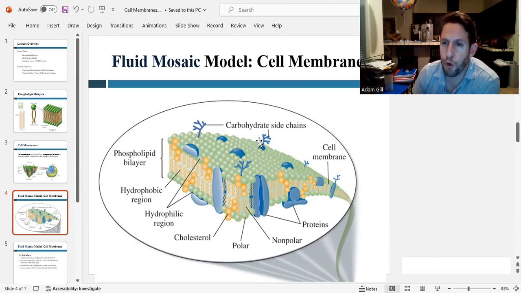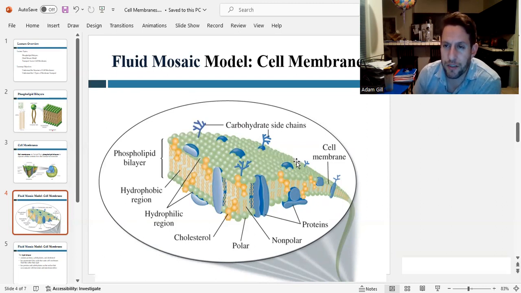You can also have peripheral proteins, which only interact with one side of the bilayer, either the interior or the exterior. And a lot of times these act as signaling molecules. So hormones or other signaling molecules will attach to these surface proteins. And when the signaling molecule attaches, it triggers some downstream effect in the cell. And so a lot of receptors are surface proteins.